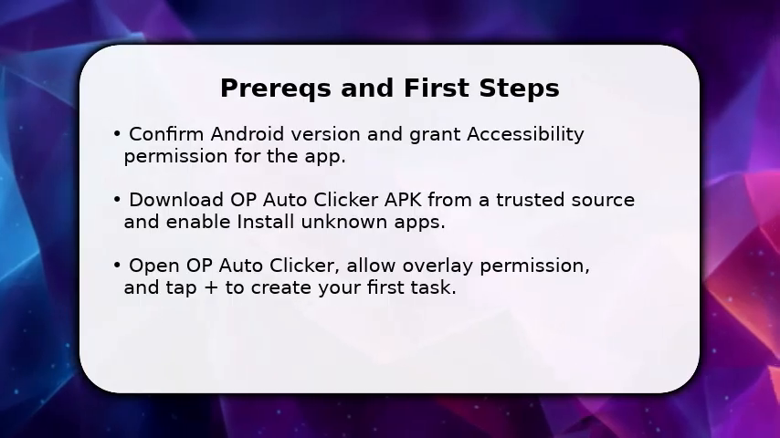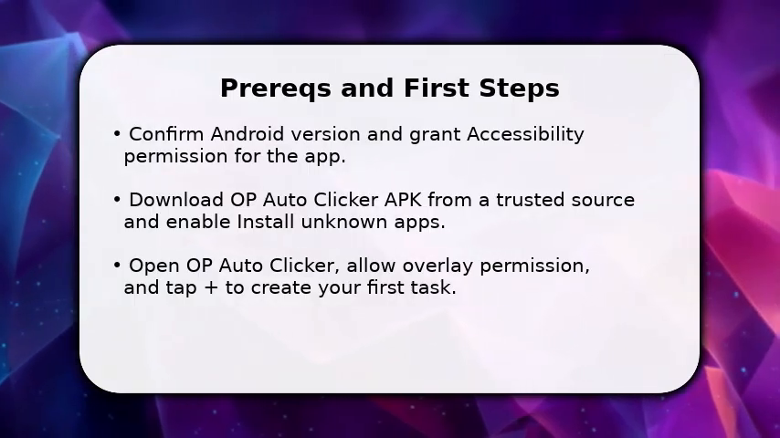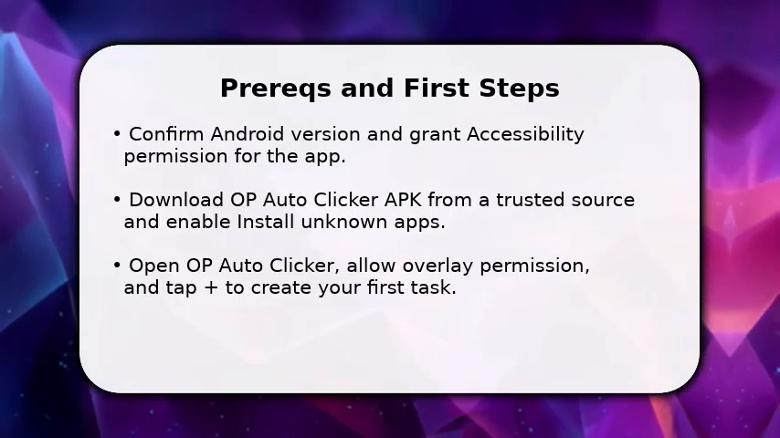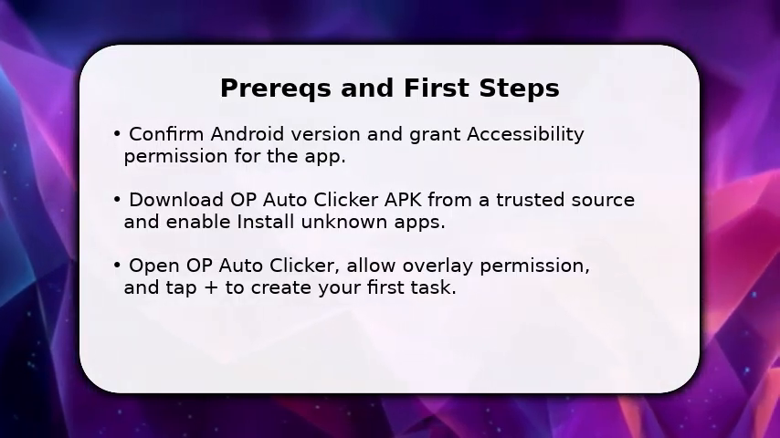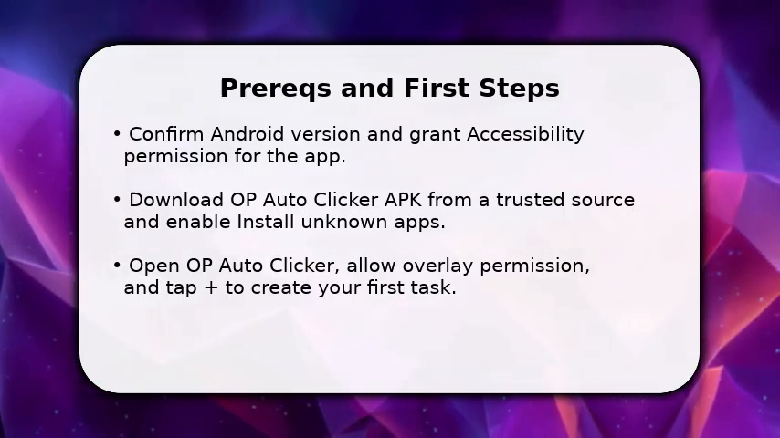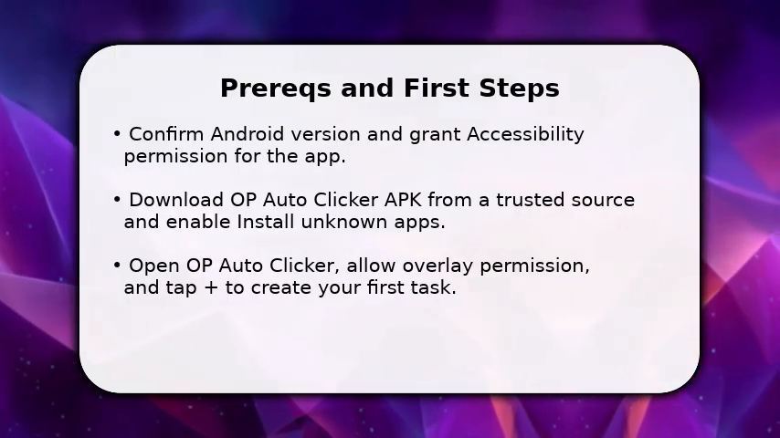You start by checking Android version and enabling accessibility so the app can simulate taps. This is necessary for consistent operation. Once done, install the OP Auto Clicker APK from a trusted source and enable Install Unknown Apps. Make sure overlay permission is allowed so controls appear over other apps.